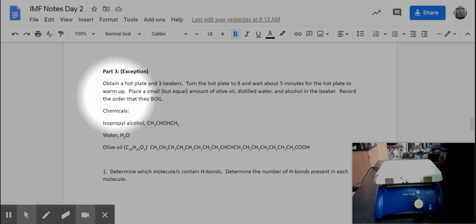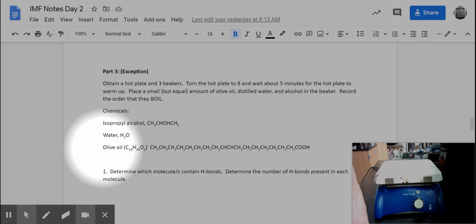All right, we're going to do part 3 of our lab here in the exceptions. There's quite a few exceptions that you hopefully have an idea about, but we're going to look at these 3 chemicals here: isopropyl alcohol and water. Those 2 were looked at in part 1 of our lab. And then we have this substance, olive oil. So we have their structural formulas here, and we're looking at the comparison between them.